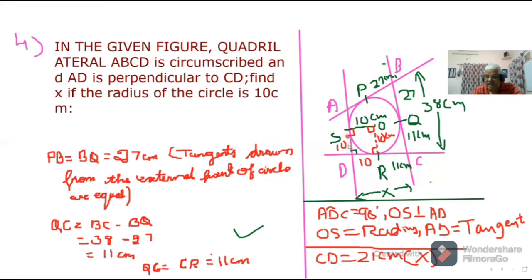As we got SD measurement as 10 centimeters, D is the external point. DS and DR are the tangents drawn from the external point. Hence, they are equal. Therefore, DS is equal to DR, which gives you 10 centimeters. Now, we got DR as 10, RC as 11. Therefore, the total measurement of CD is 11 plus 10 is 21 centimeters, your final answer.